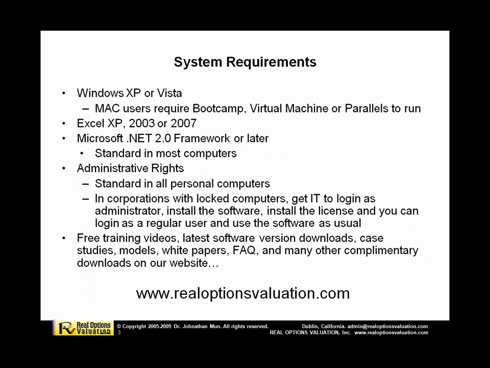The Real Options SLS software requires Windows XP or Vista to run, but Mac users can also run the software if they have Boot Camp, Virtual Machine, or Parallels installed. Microsoft Excel is also required, and it can be any version from Excel XP and Excel 2003 to 2007. Also needed is Microsoft .NET 2.0 or later, which usually comes standard in most newer computers running Windows Vista.